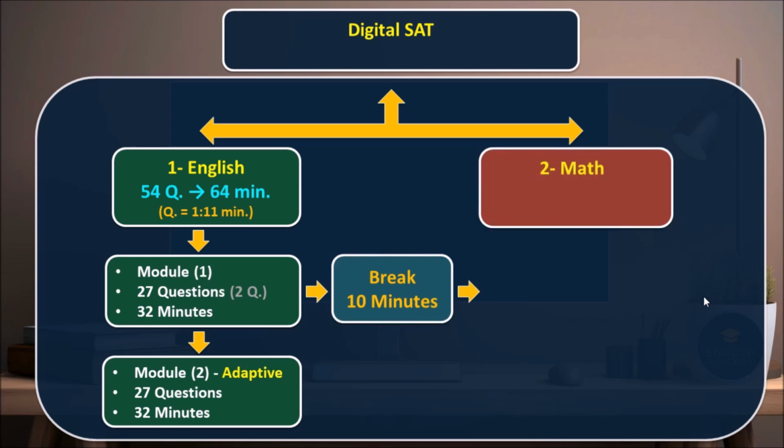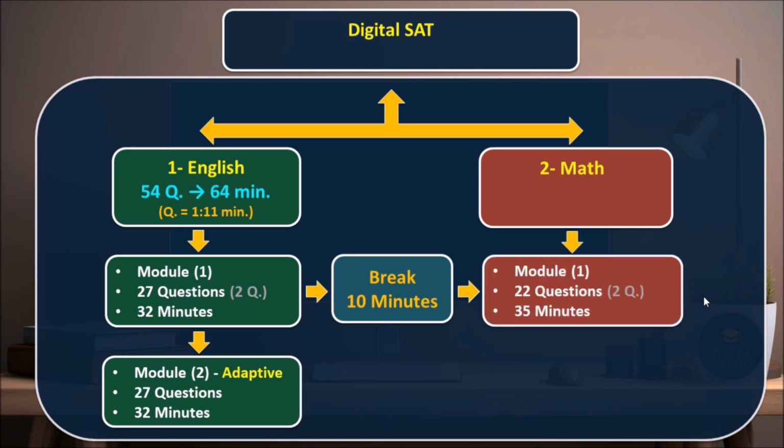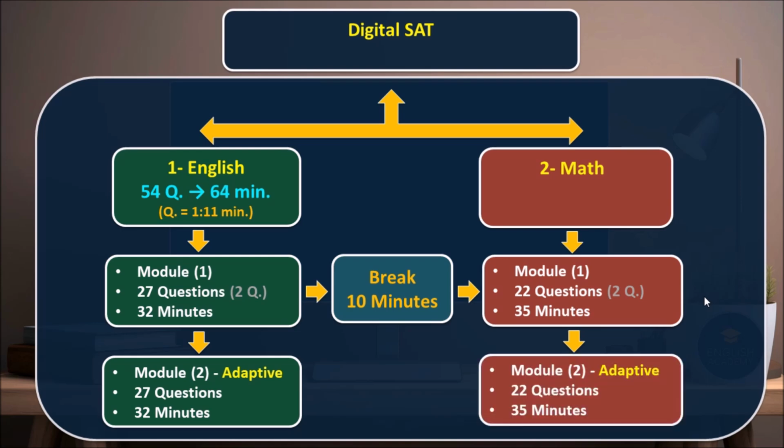Then the students start section number 2, Math. Again, it has 2 modules. Module number 1, 22 questions in 35 minutes. 2 questions again will be experimental. According to the performance of the student in module number 1, the student will be given module number 2, which will be adaptive again. 22 questions in 35 minutes.